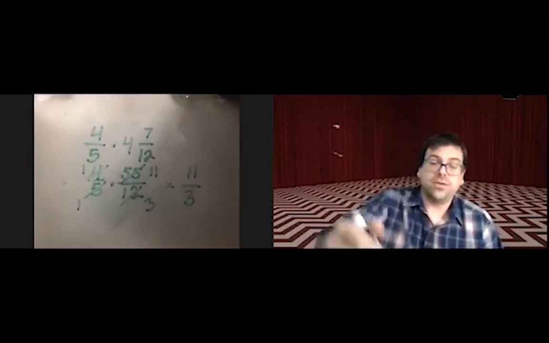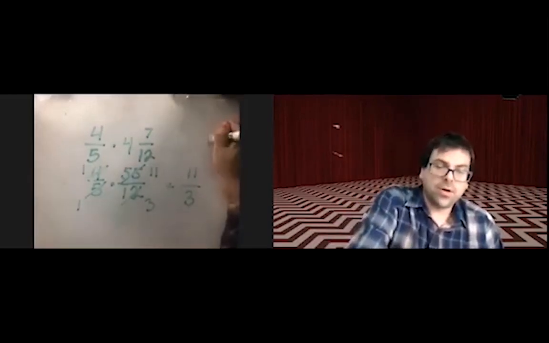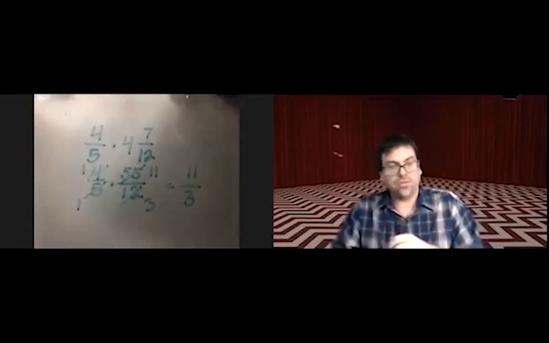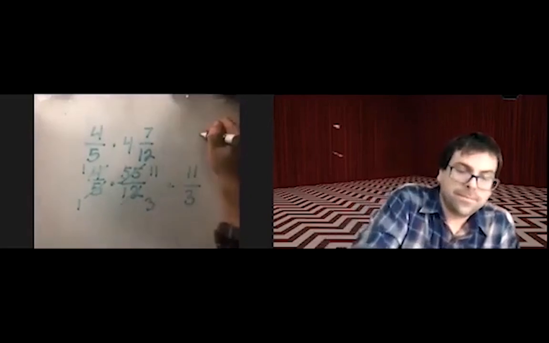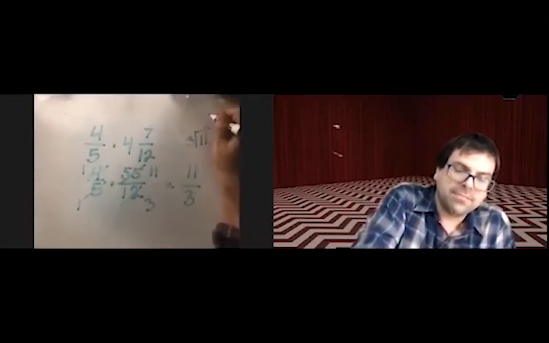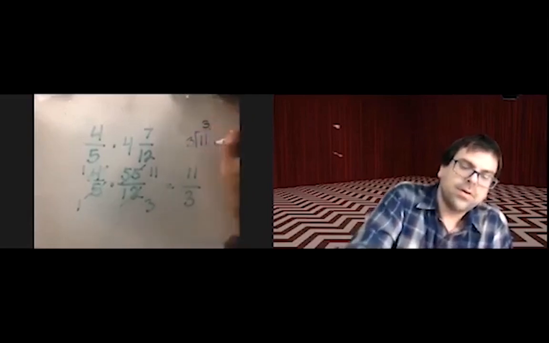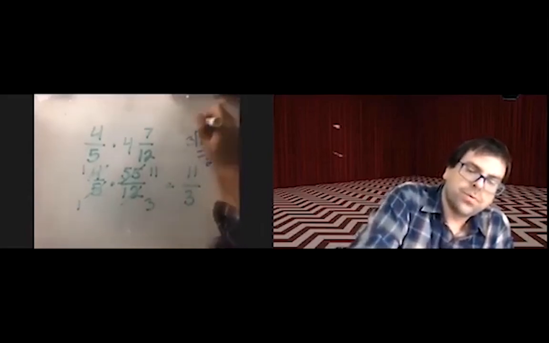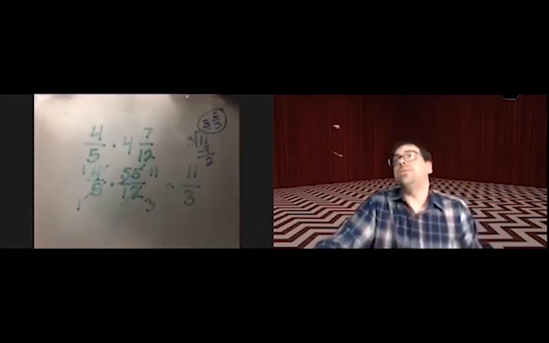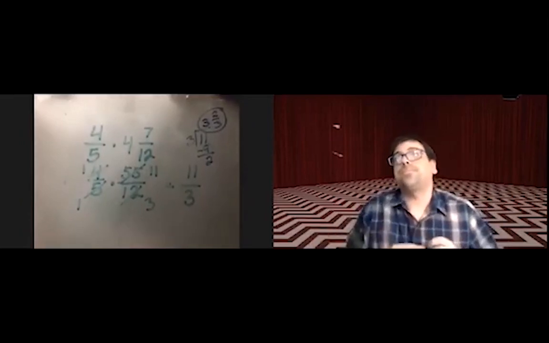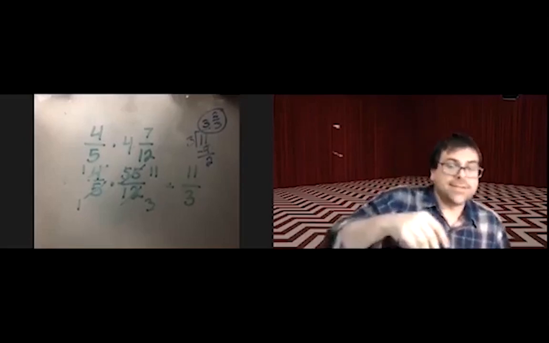How do we change it? We divide. We're doing 11 divided by 3. 3 goes into 11 3 times. 3 times 3 is 9, remainder 2. 3 2/3. Next.